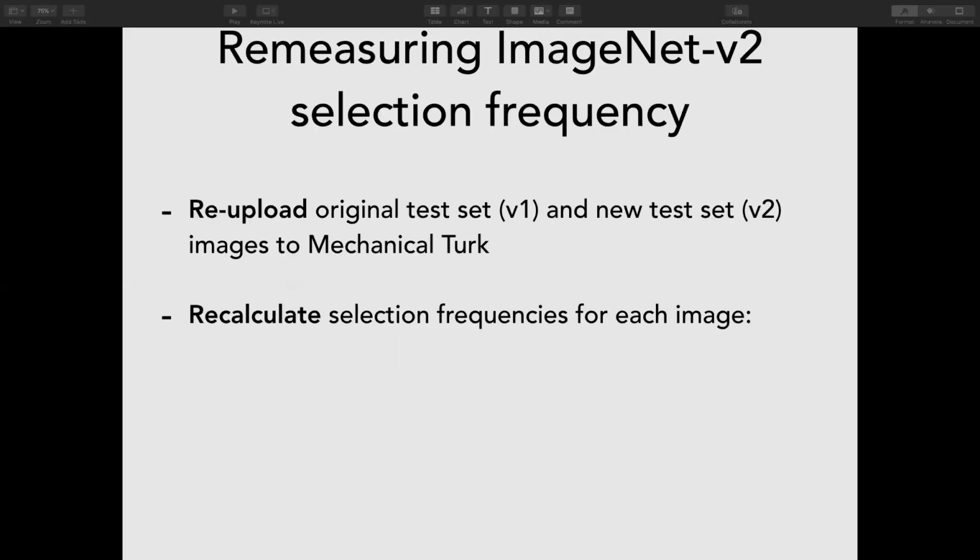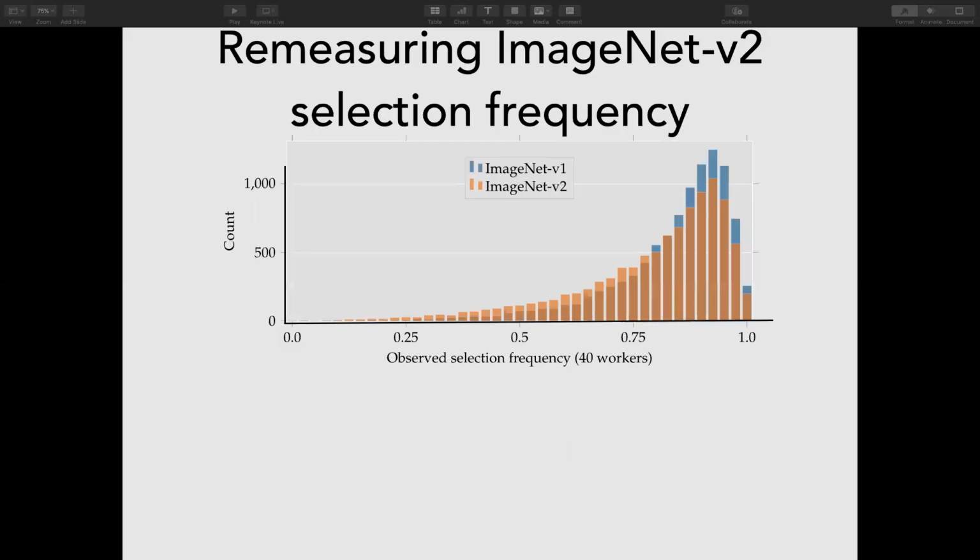What we find is that despite being designed to match the selection frequencies, the selection frequencies of ImageNet-v1 are actually skewed much more towards higher selection frequencies than those of ImageNet-v2. In our experiment, we noted about a 4% difference in the average selection frequency, but you can really see the difference in this histogram.